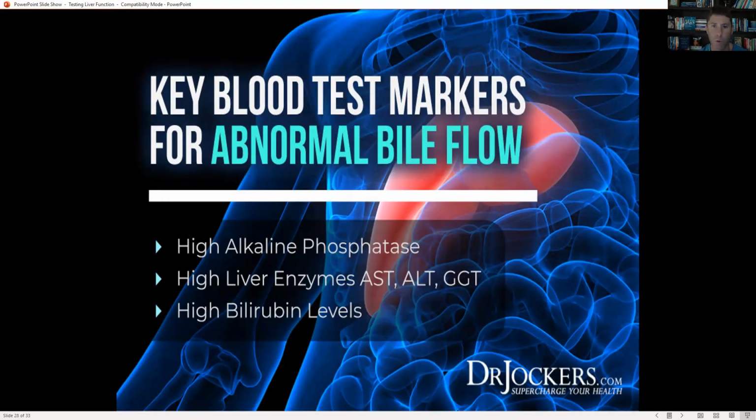Okay, now key blood test markers for abnormal bile flow. Again, high alkaline phosphatase, high liver enzymes, and high bilirubin levels. So that's the thing we want to look at when we're considering bile flow.